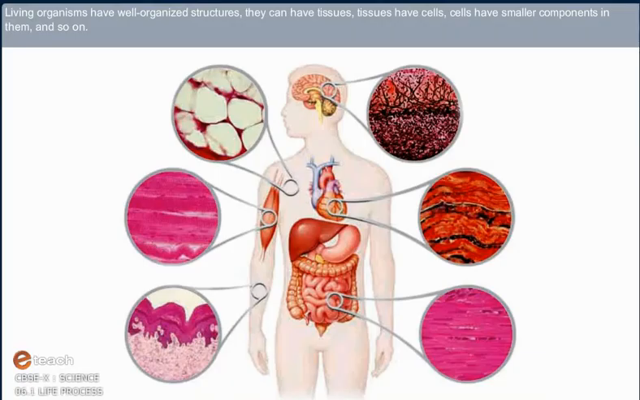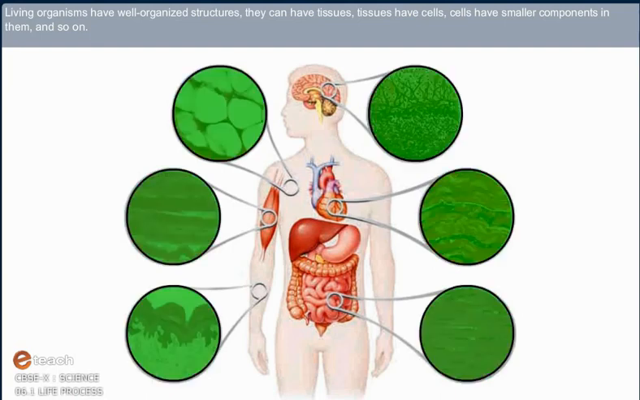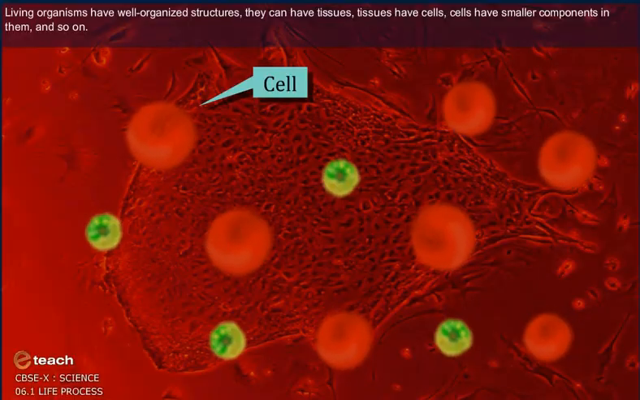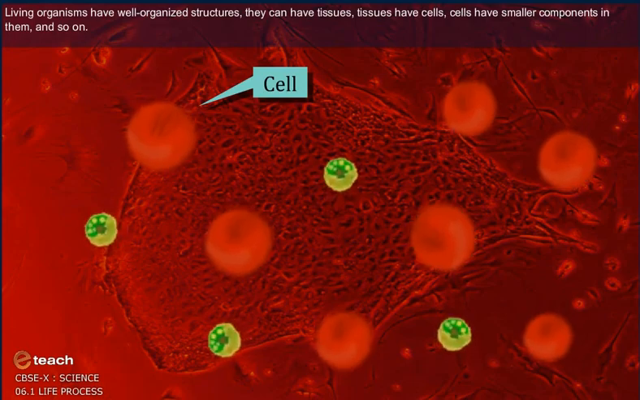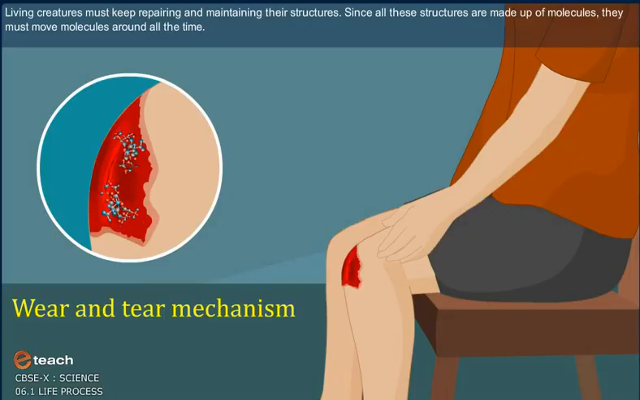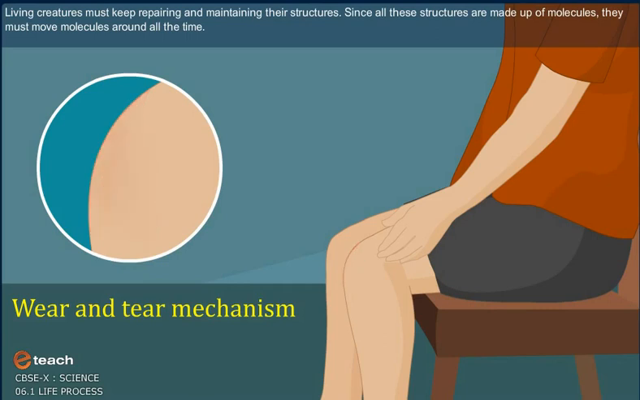Living organisms are well-organized structures. They can have tissues. Tissues have cells. Cells have smaller components in them, and so on and so on. Living creatures must keep repairing and maintaining their structures. Since all these structures are made up of molecules, they must move molecules around all the time.